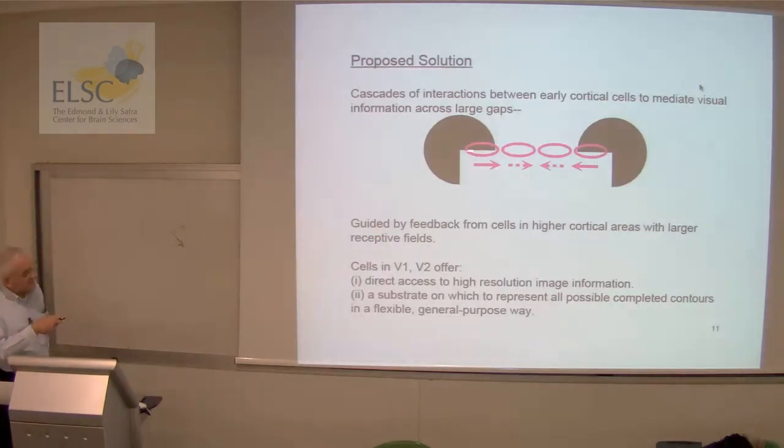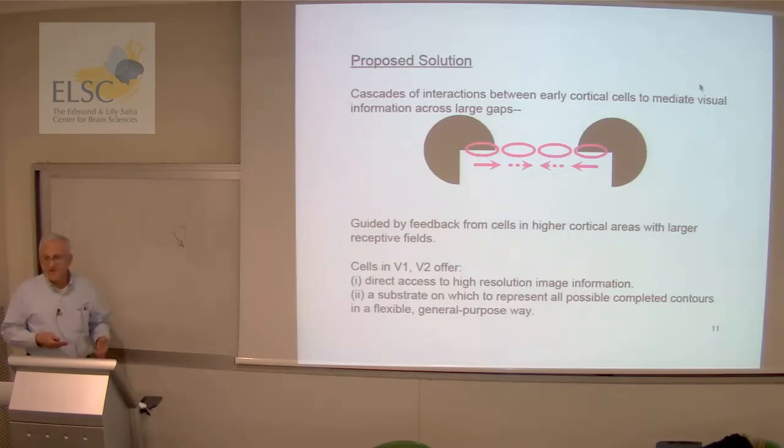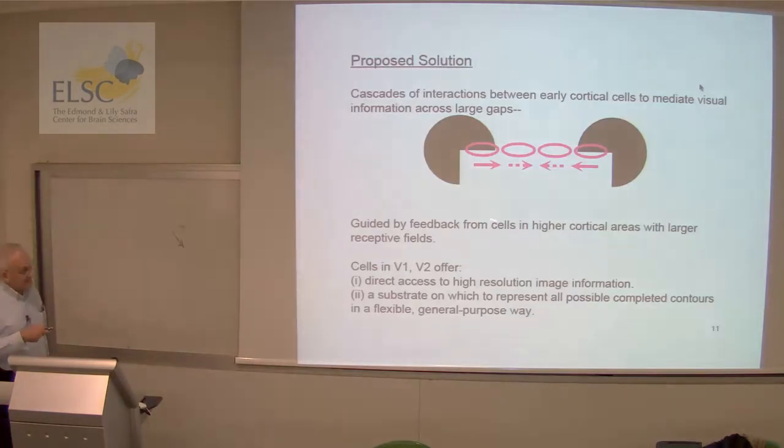So the filling in is done at an early stage where local information can make a difference, but the overall trajectory is guided from some higher level where signals, so that you can have your cake and eat it too. That is to say, you have high resolution, but you also have global completion by having feedback guide the high resolution information. So the cells in V1 and V2 give you the direct high resolution information, and they also give you a substrate on which to represent all possible contours.